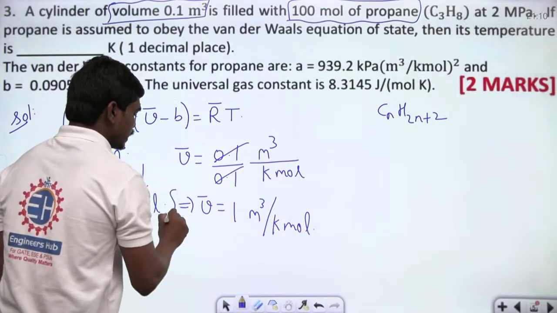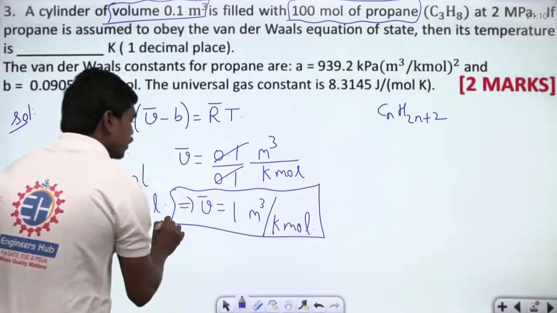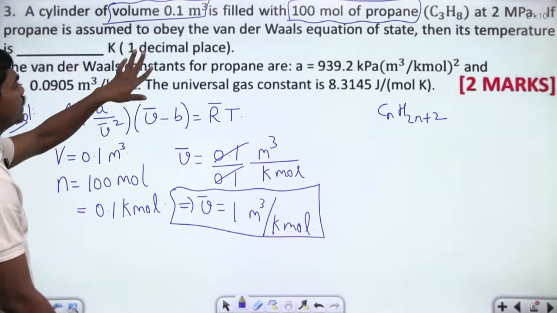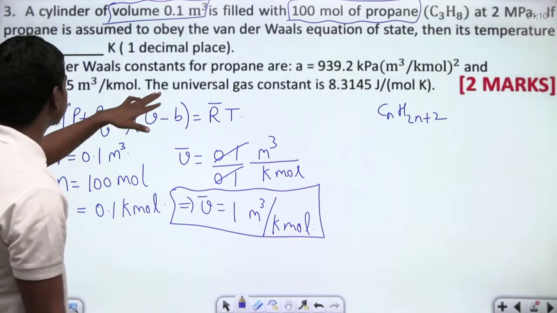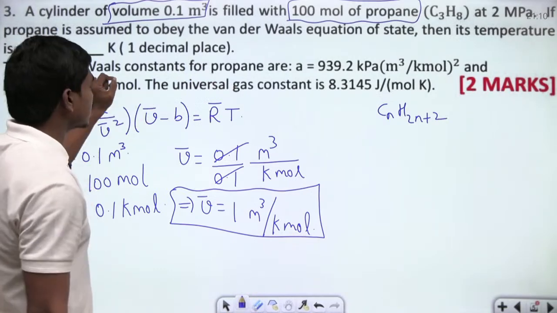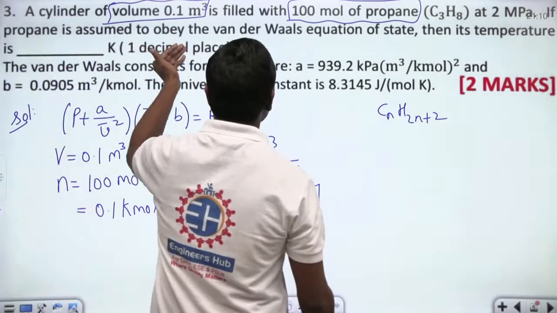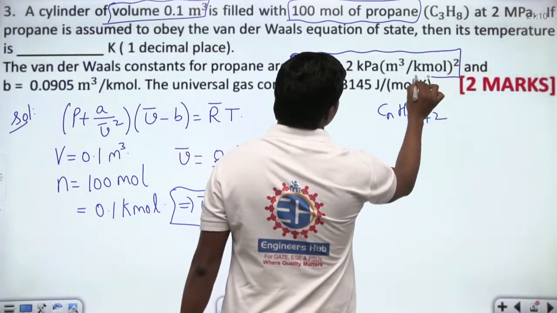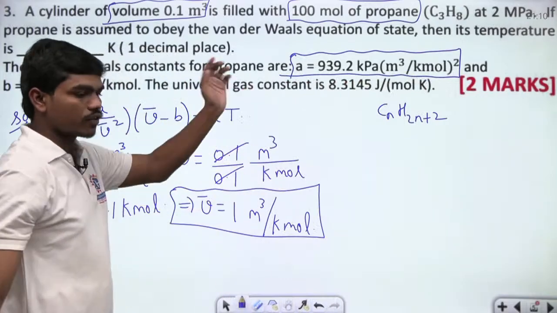So see here, 1 meter cube per kilomole. Now V bar is 1 and some constants are also given to evaluate this temperature, correct? The van der Waals constants for propane are a equal to 932.9 kilopascal meter to the sixth per kilomole square, with kilopascals of course in the multiplication.